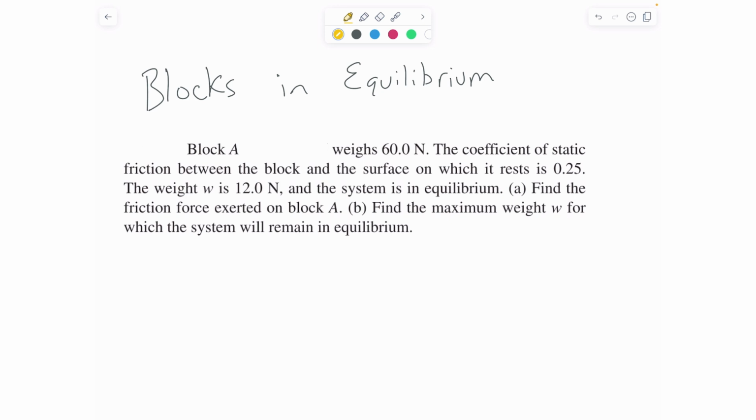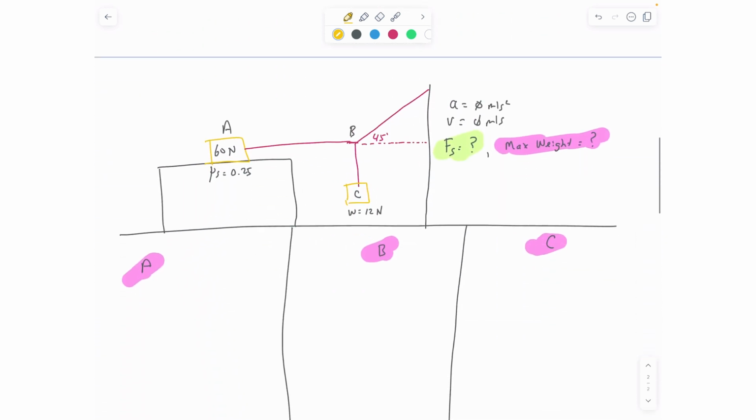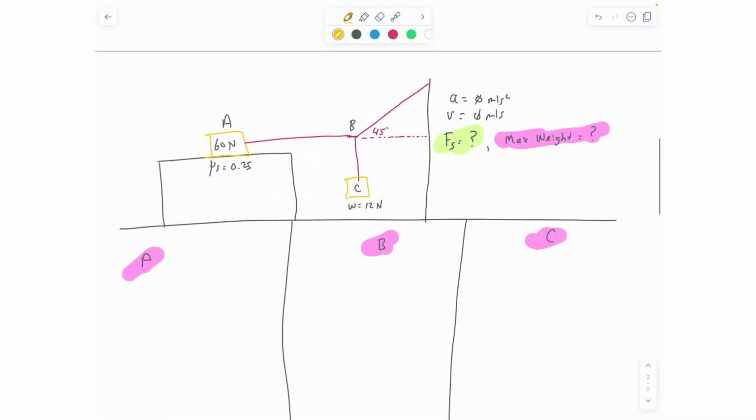Equilibrium means nothing is moving, so everything is at rest. There's no acceleration and no velocity. It's just sitting constant. So when it says the system is in equilibrium, that means nothing is moving. Find the friction force exerted on block A, and then find the maximum weight W for which the system will remain in equilibrium. So what we're going to do here is I have this thing sketched out.